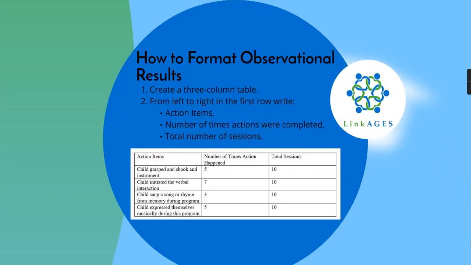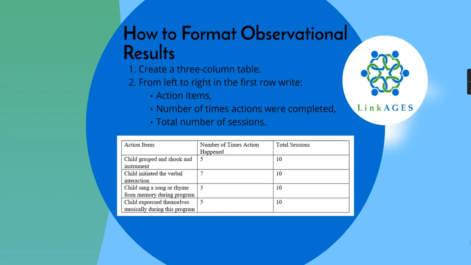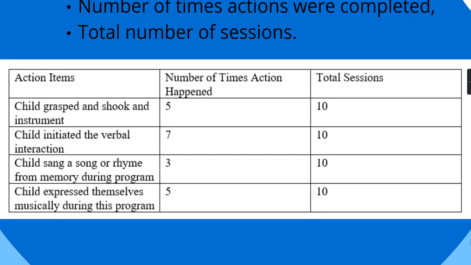Lastly, let's talk about how to format observational data. First, create a 3-column table and label from left to right in the first row action items, number of times action items were completed, and then the total number of sessions. You'll then want to put the action items you chose in the action item column and the corresponding amount of times they happened in the actions completed column.